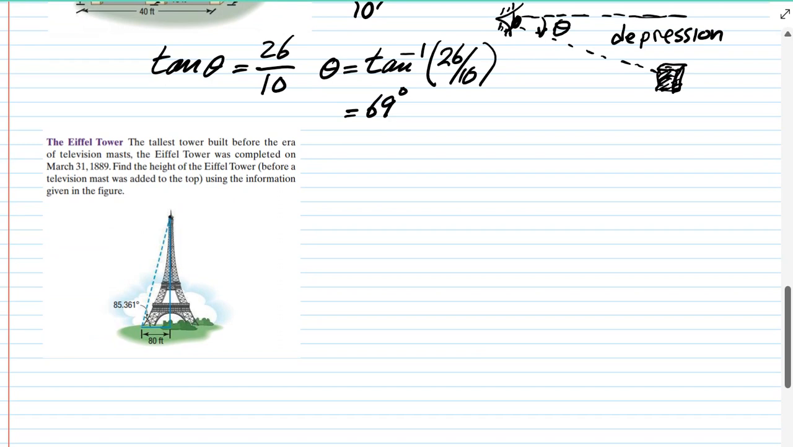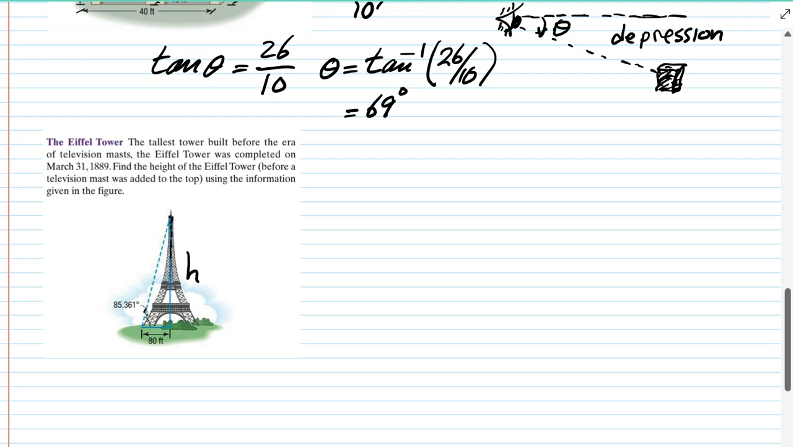In this next example, this one involves the Eiffel Tower, the tallest tower built before the era of television masts. The Eiffel Tower was completed on March 31st, 1889. We want to find the height of the Eiffel Tower before the television mast was added to the top, using the information. Notice how we can view things in terms of a right triangle; we can create our hypothetical right triangles. We want to find the height, call it h, of the tower.